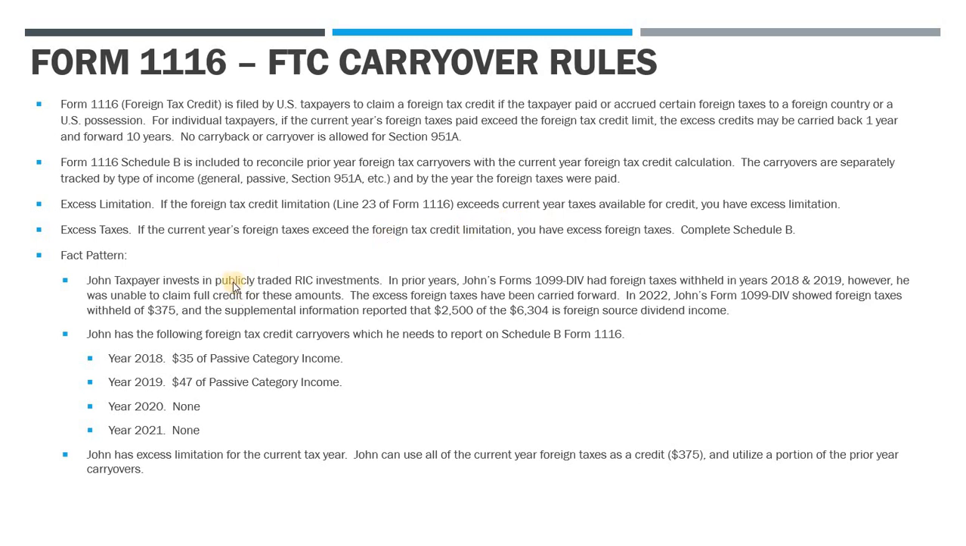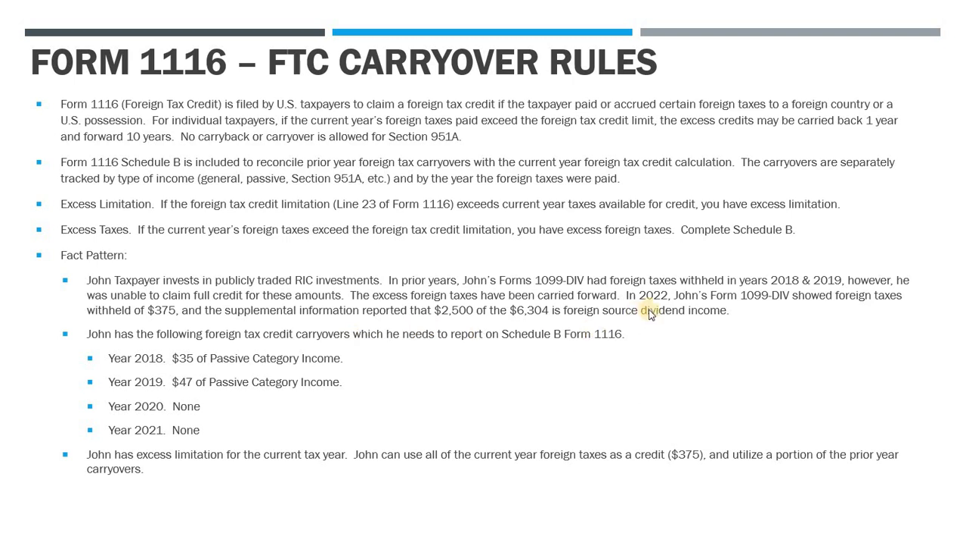So let's look at our fact pattern here, and then we'll get into the 1116 and Schedule B, and we'll see how all these pieces work together for our taxpayer. The taxpayer here, John Taxpayer, invests in some publicly traded RICs. RICs are regulated investment companies. In prior years, on the 1099-DIV, John had some foreign taxes withheld. In 2018 and 2019, he had foreign taxes withheld that were reported on the 1099-DIV, but he wasn't able to use the full amount of the credit, right? And so for those reasons, he has some foreign tax credit carryovers.